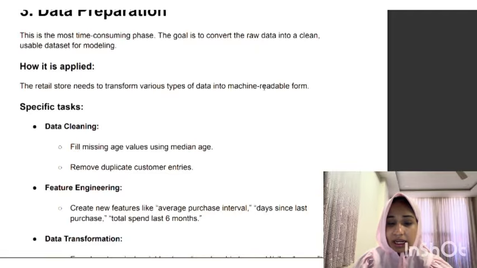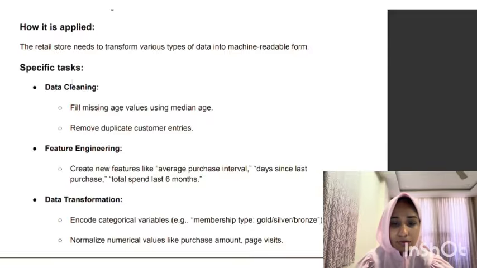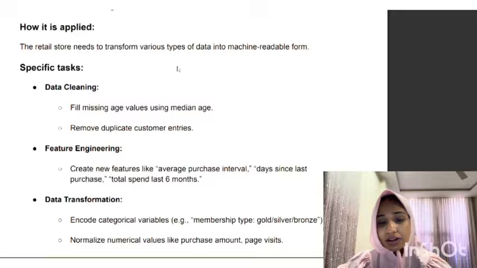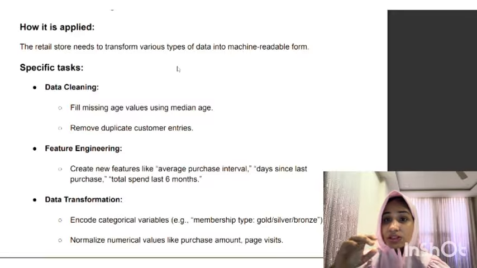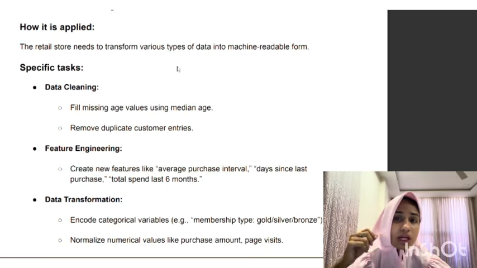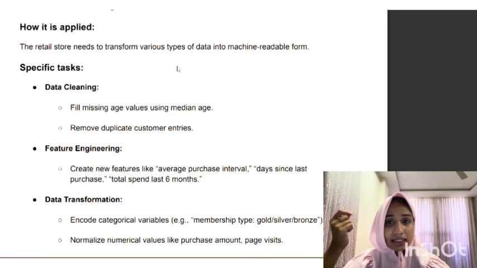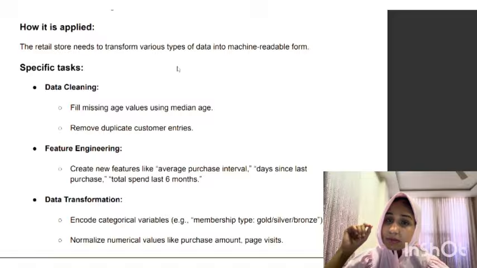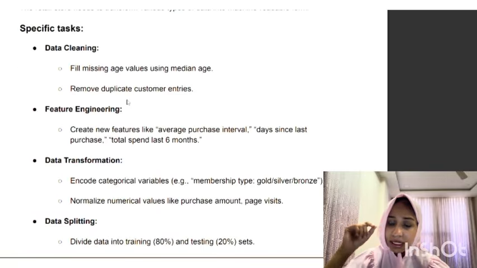So how is it applied? The retail store needs to transform various types of data into machine readable form. So we need to convert it into machine readable form. What are the specific tasks? First is data cleaning. We are filling missing age values using median age and removing duplicate customer entries. So we are doing this task, which is data cleaning. We are filling in missing values. We are removing the duplicate customer entries.